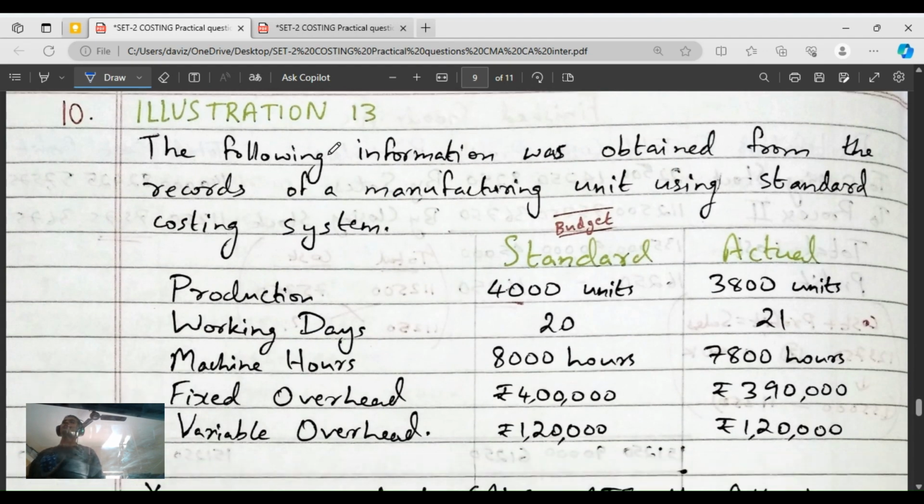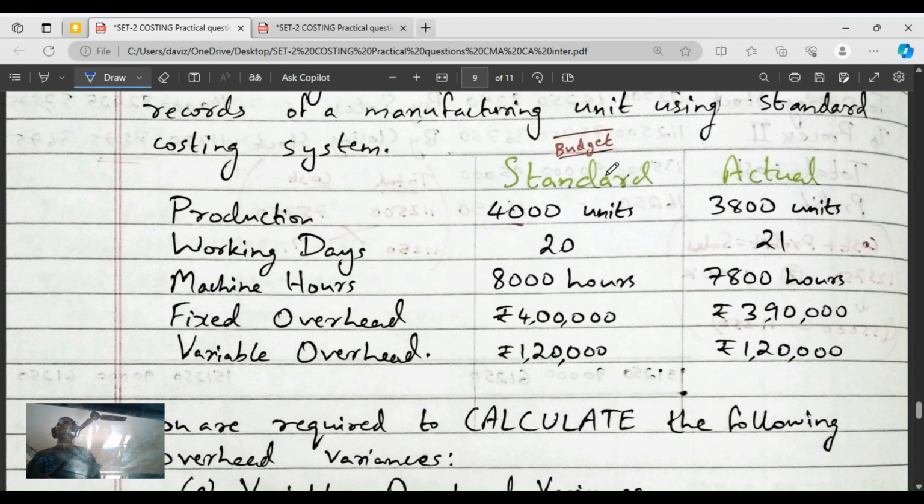Next question. The following information was obtained from the records of a manufacturing audit using a standard costing system. Standard and actual. Standard means budget. Production, working days, machine hours, fixed overhead, variable overhead. Production is 4,000 units in the budget. Actually 3,800 units were made. 20 working days were the budget, 21 days were required. 8,000 work hours were the budget, but only 7,800 hours were actual.